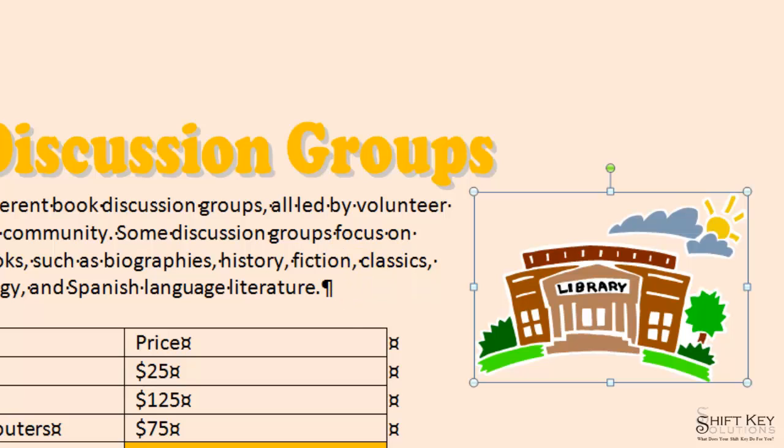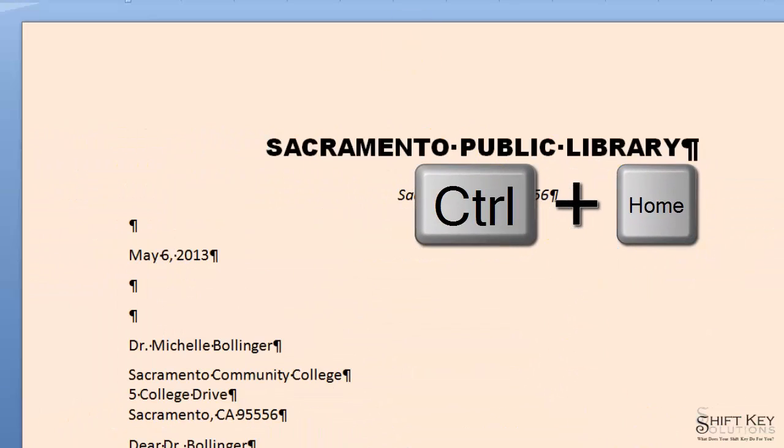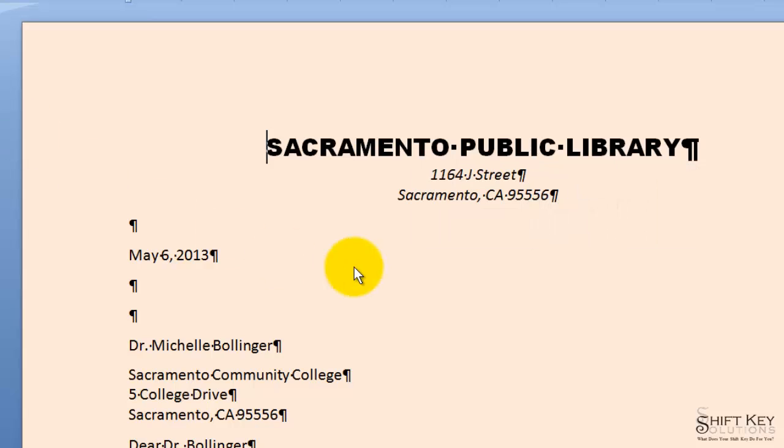So from here, I'm going to move my insertion point to the beginning of my document by pressing Control+Home. There it is. I'm going to save my work. And that concludes Exercise 9, Inserting and working with graphics.